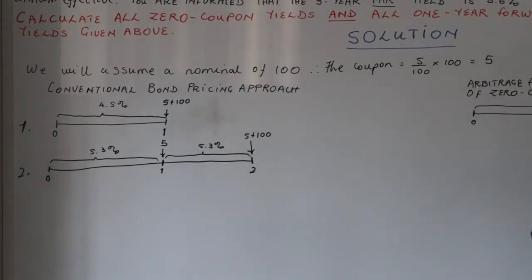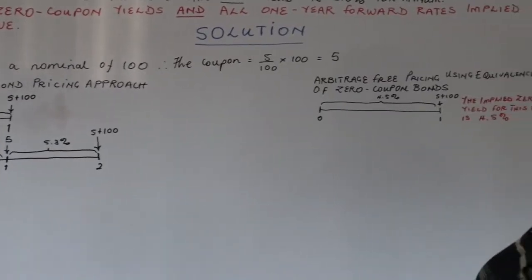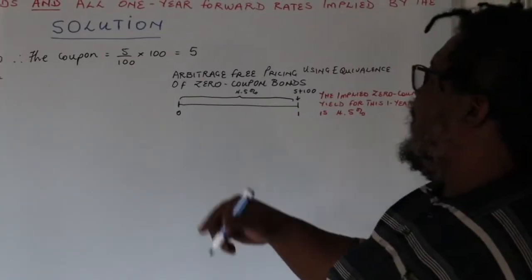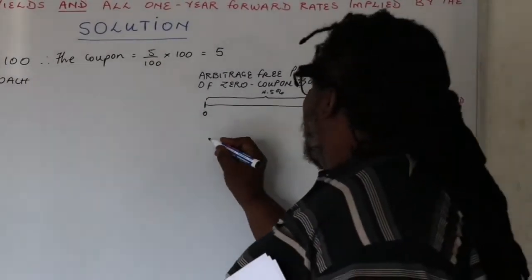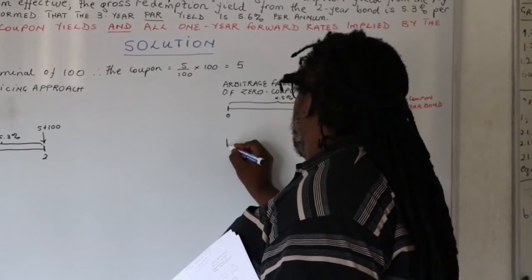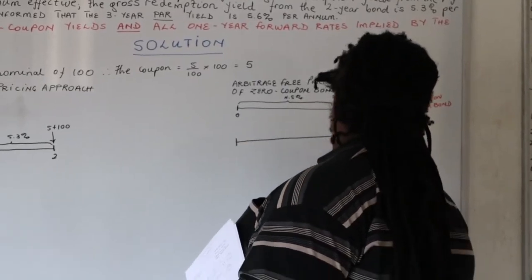Then when you come to the arbitrage free pricing using equivalence of zero coupon bonds, you then say, this is your picture.